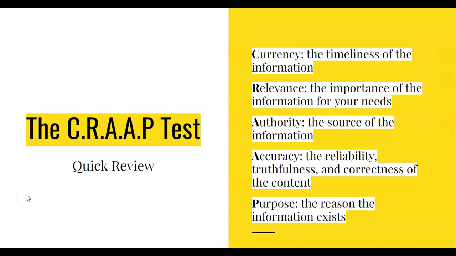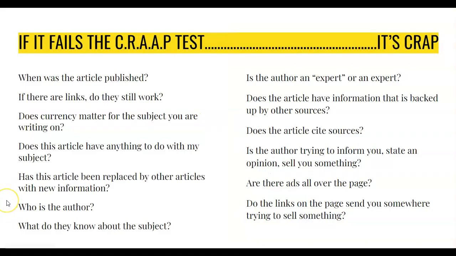First, let's cover the C.R.A.A.P Test. This is a quick review from the previous class, but we're going to go through it and work on this today as well. It stands for currency, relevancy, authority, accuracy, and purpose. The thing that you need to remember when applying the C.R.A.A.P test is that if it fails the C.R.A.A.P test, it is in fact crap. Now on the screen you will see a list of questions that we have put into a web page, and we'll link in the description as well, of questions that you should ask yourself as you review a source that you are going to use in your research.